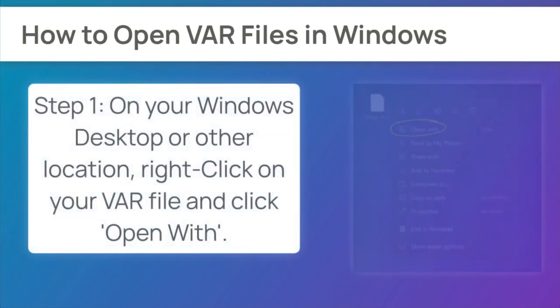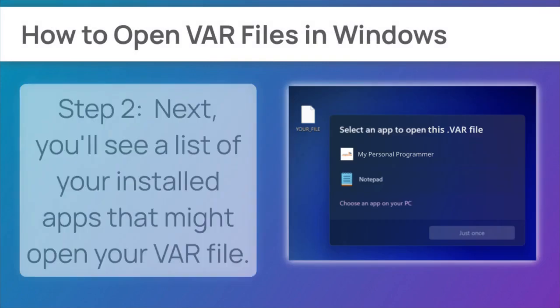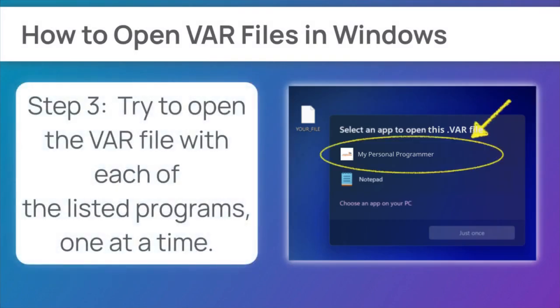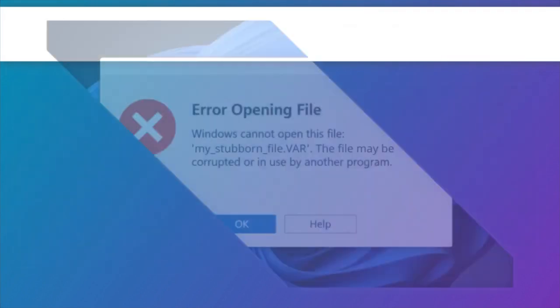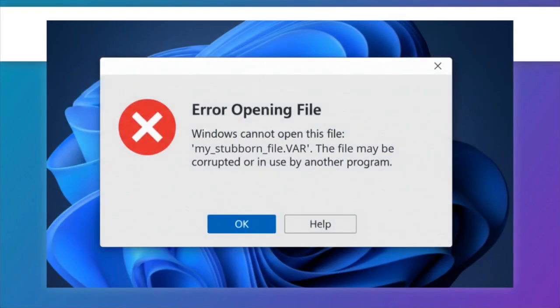To find the correct opener, right-click the VAR file and choose Open With. Attempt to open it with my personal programmer first. If it's not present, select a different program and keep testing. If the VAR file won't open, don't panic.